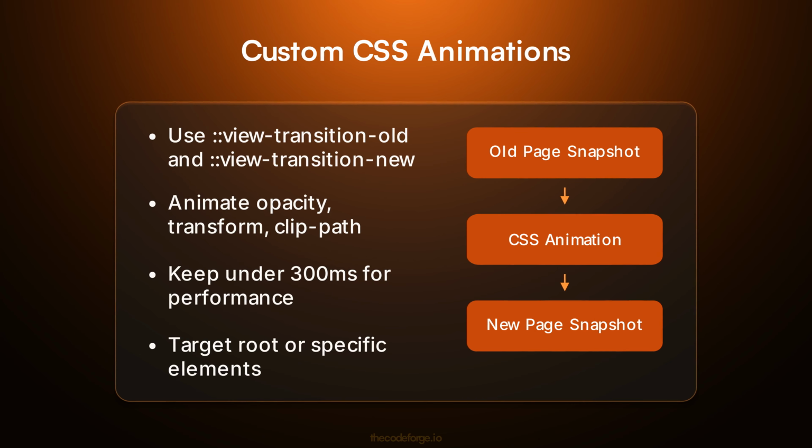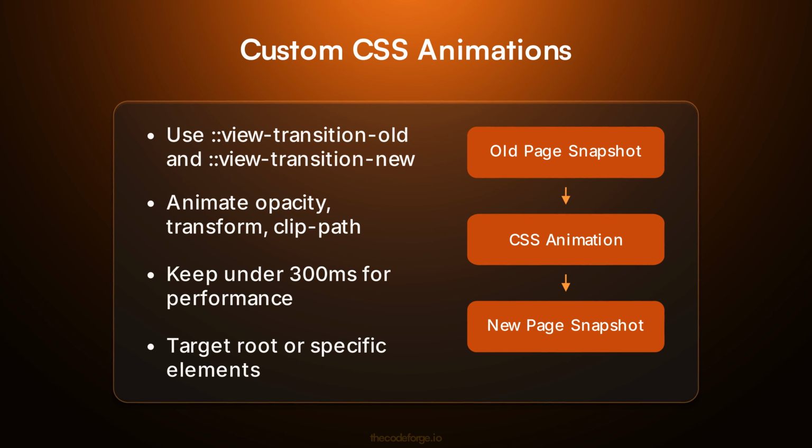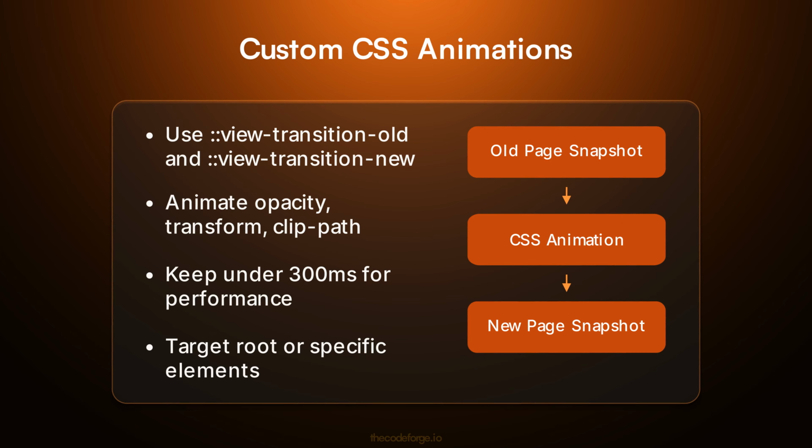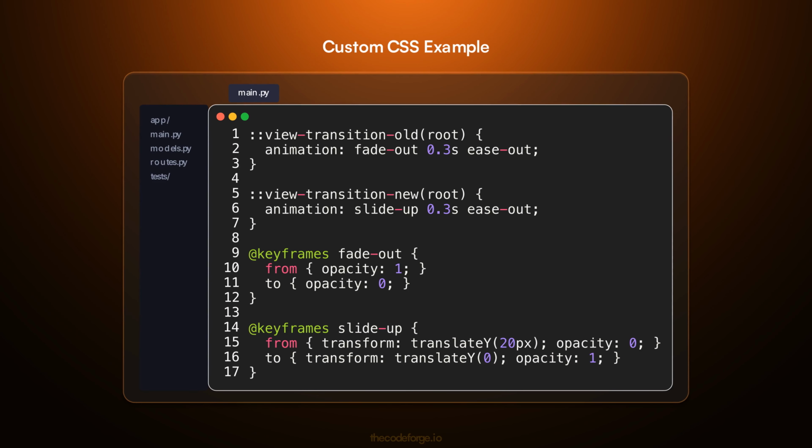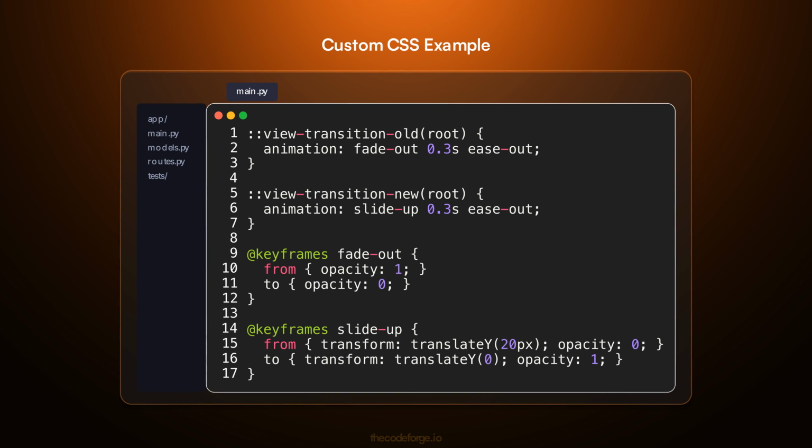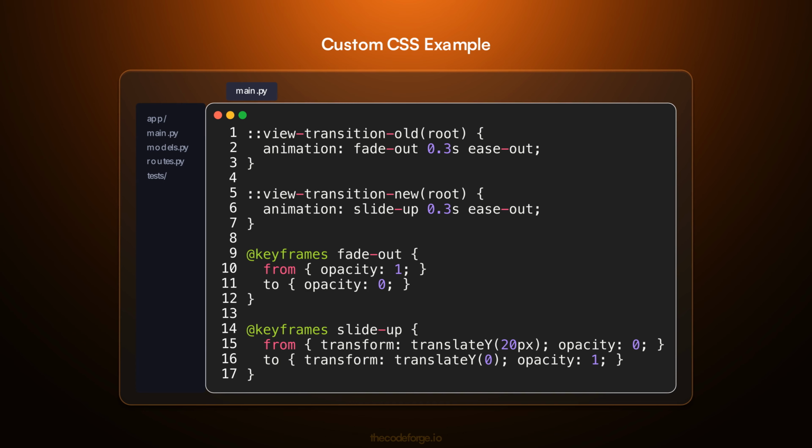You can customize transitions using CSS pseudo-elements. The old page snapshot is animated via view-transition-old and the new page via view-transition-new. Keep animations under 300 ms to avoid sluggishness. This CSS creates a fade-out for the old page and a slide-up for the new page. The animations are defined with keyframes and applied to the pseudo-elements.